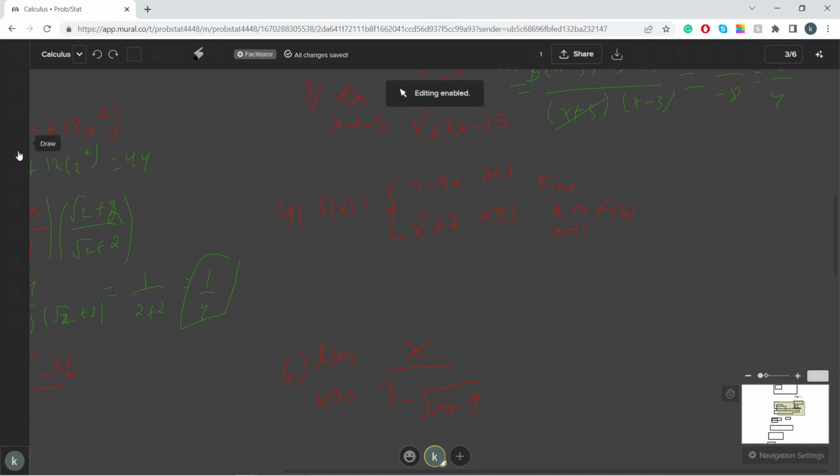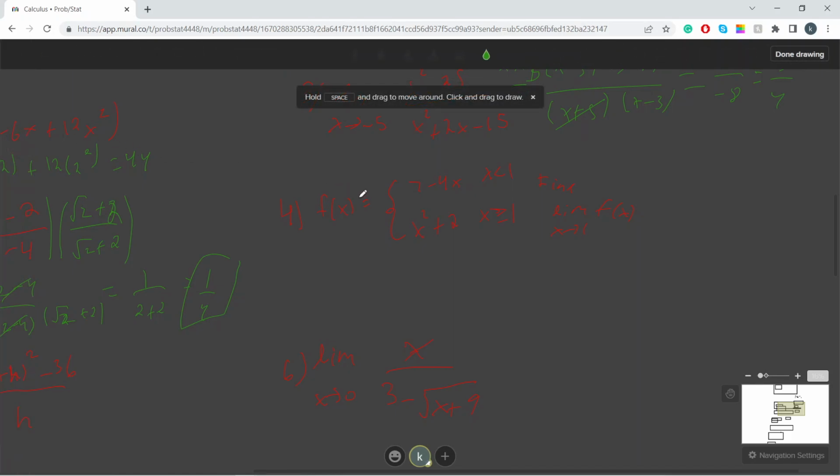This is a slightly different function, right? We have f of x, which is defined as a piecewise function. The first piece being 7 minus 4x when x is less than 1. And then the second piece is defined as x squared plus 2, when x is greater than or equal to 1. And we want to find the limit, as x approaches 1, of f of x.